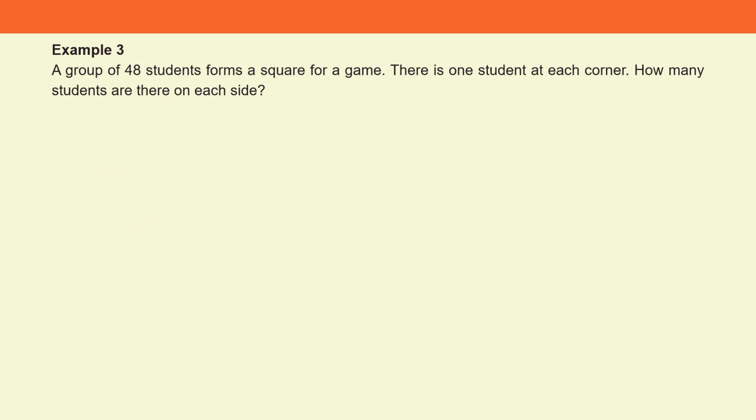Example 3. A group of 48 students forms a square for a game. There is 1 student at each corner. How many students are there on each side?